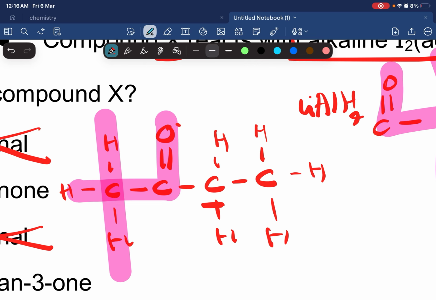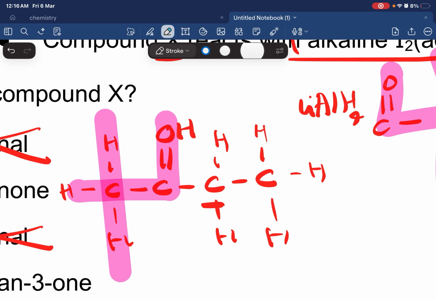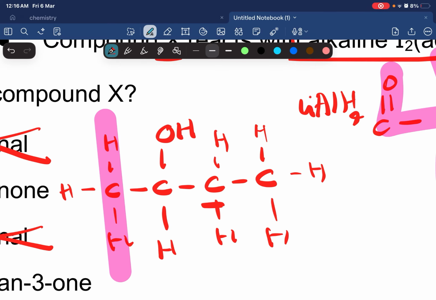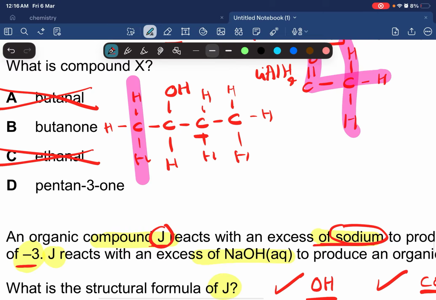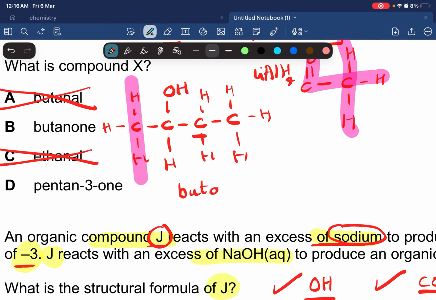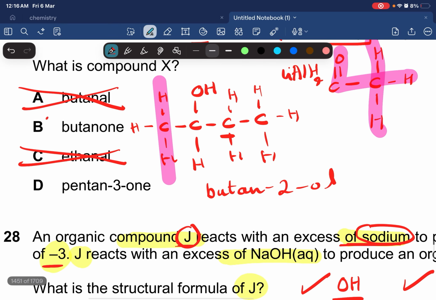Secondly, if we reduce it by adding LiAlH4, what's going to happen? An OH is going to add here, this double bond is going to break, and an H is going to add here. And we have butan-2-ol. We're going to produce a secondary alcohol called butan-2-ol. Right? So, option B is our answer.